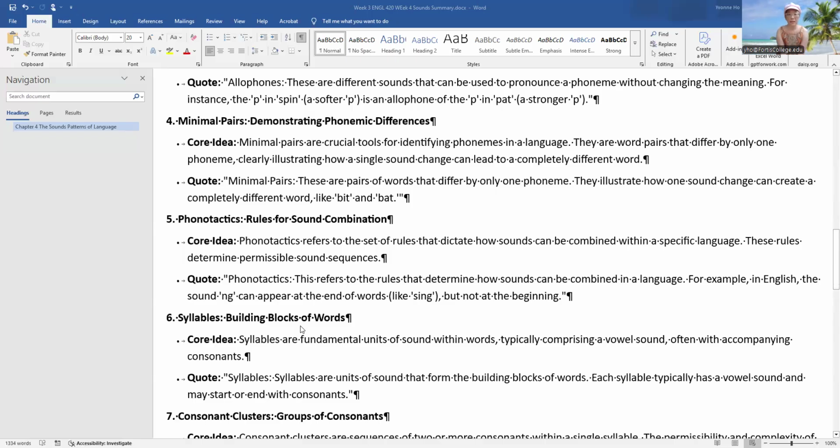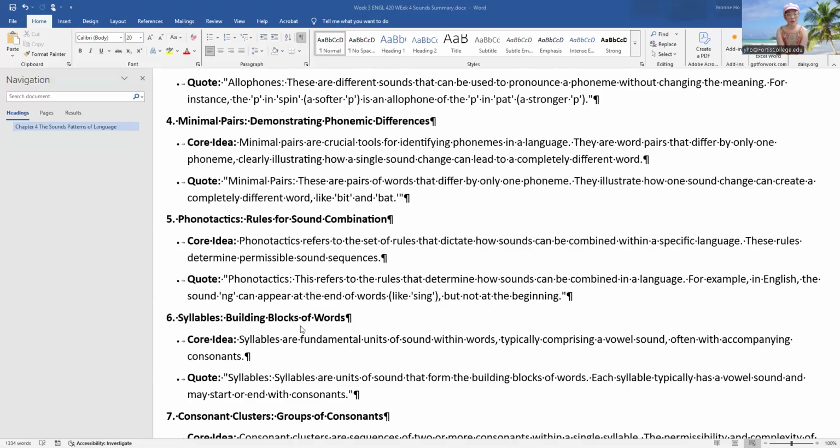Phonotactics. Phonotactics refers to the set of rules that dictate how sounds can be combined within a specific language. These rules determine permissible sound sequences. Phonotactics, so n can only be sing. So you cannot say n at the beginning of a word. Although in other languages, these phonotactic rules can differ.